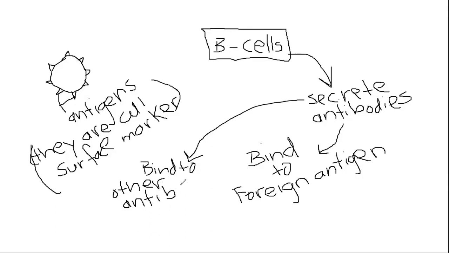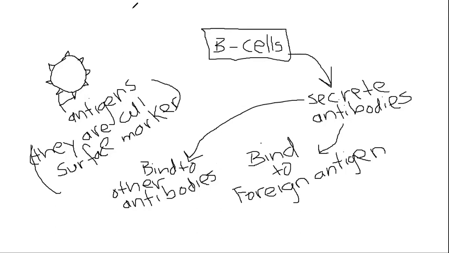So when they bind to other antibodies, they must bind to the antigens first. They bind to the antigens first, then the antigen-antibody complex binds to the other antigen-antibody complexes, and they form a clump. That clump would be so compact that the phagocytes would now come and surround them and digest them on the inside.